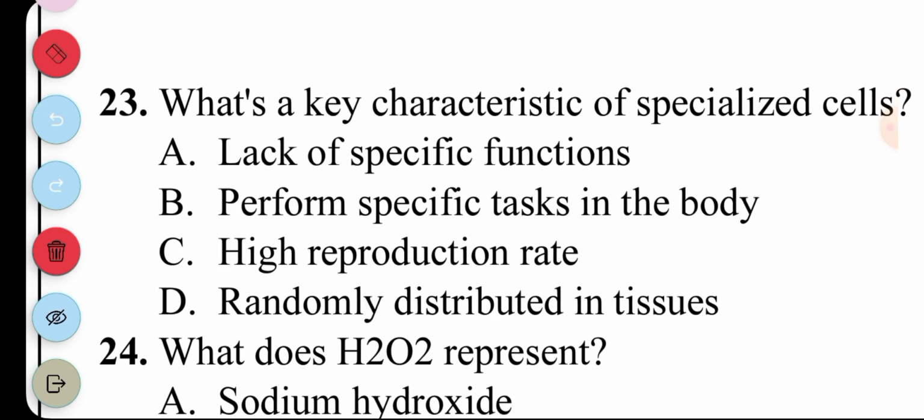23. What's a key characteristic of specialized cells? A. Lack of specific functions. B. Perform specific functions in the body. C. High production rate. D. Randomly distributed in tissues. Question 23 is B. Perform specific tasks in the body.